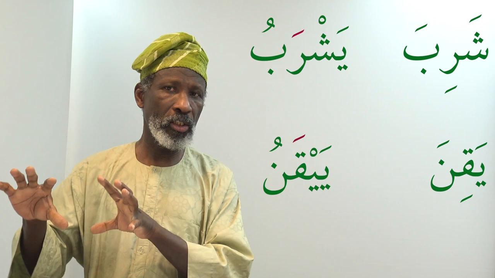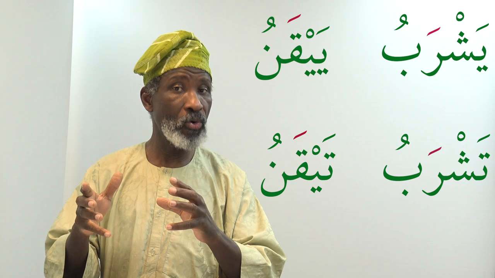So, let's do the third person. Male, female, singular, duo, and plural first. So he does whatever it is, so he drinks. So we say yashrabu. Equivalent, he is certain will be yayqanu. So yashrabu, yayqanu. What about she? She will become tashrabu, she drinks, and tayqanu. So yashrabu, yayqanu. Tashrabu, tayqanu. Okay.